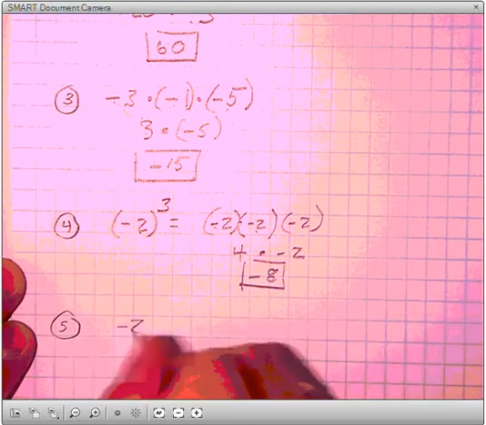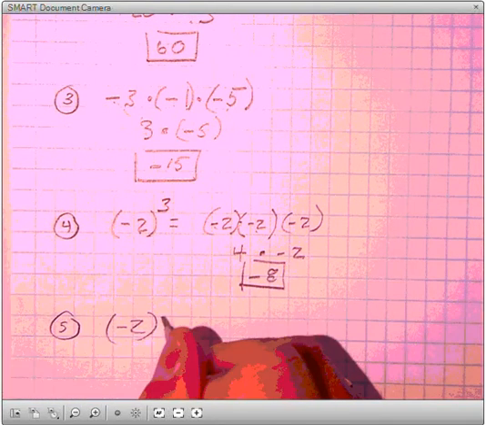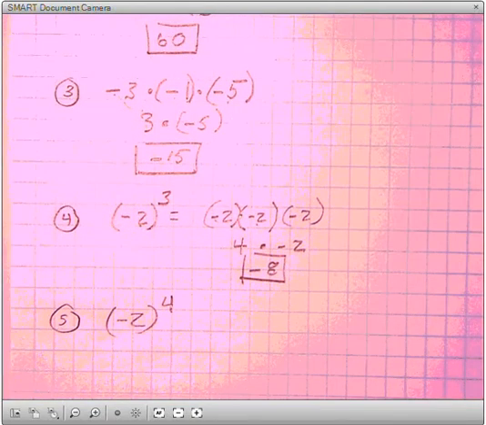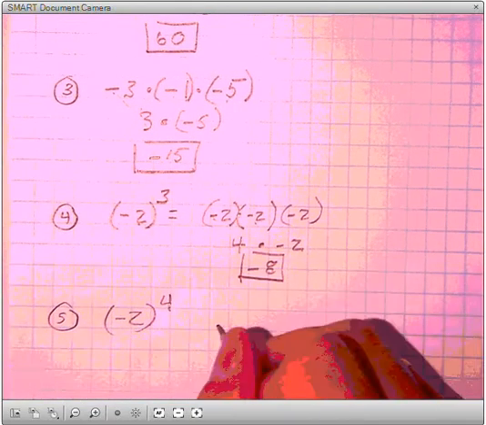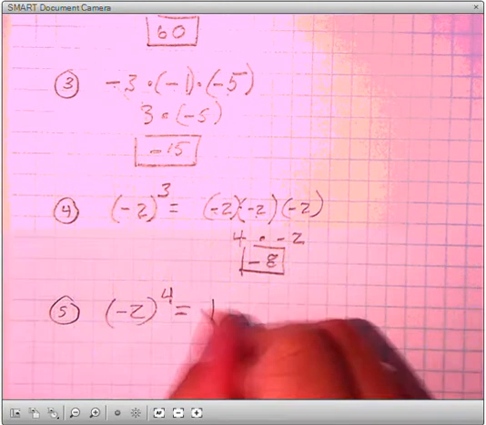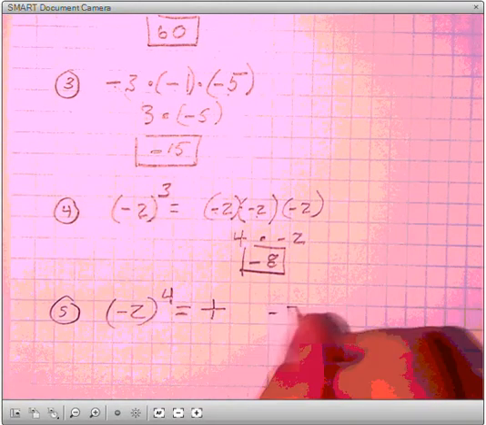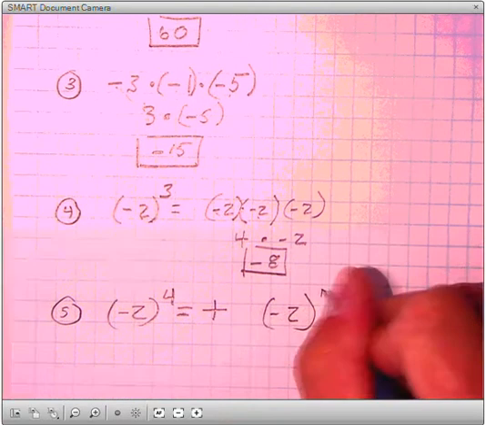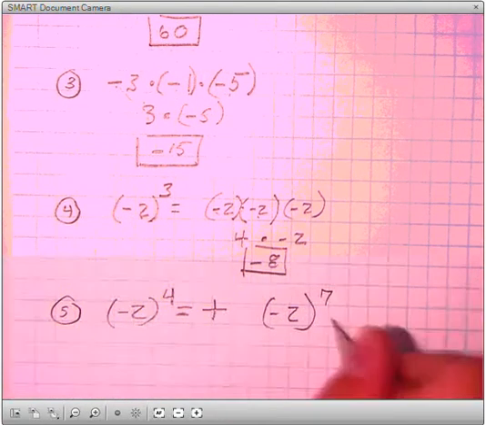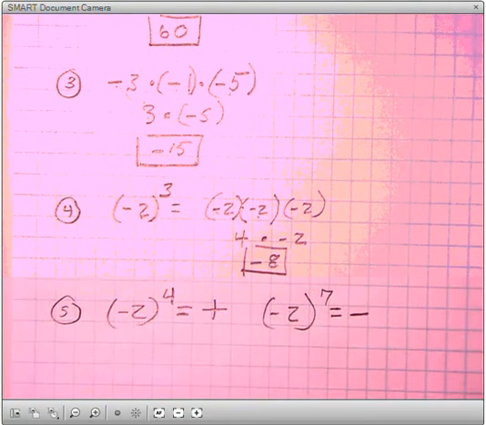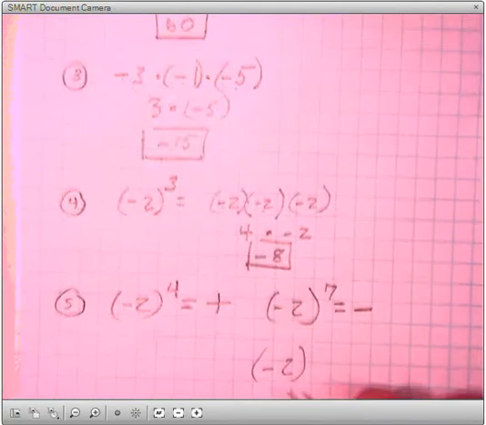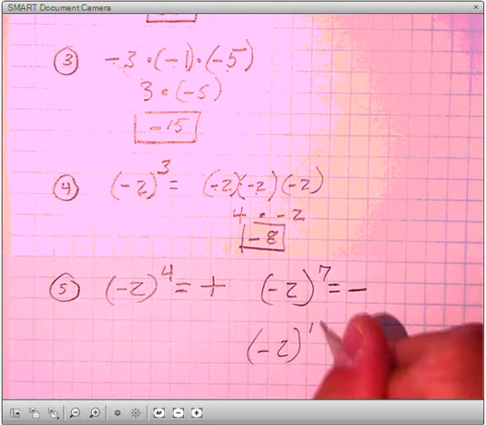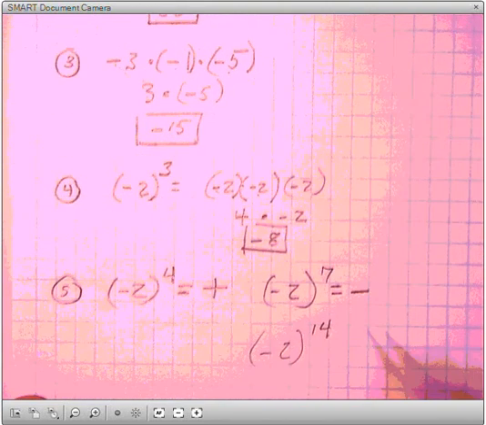So what if I have -2 to the, I don't know, let's say 4th power? Is that going to be positive or negative? Positive. So you're saying the answer to that will be positive. What if I have -2 to the 7th power? Negative or positive? Negative. What if I have -2 to the 14th power? Positive.